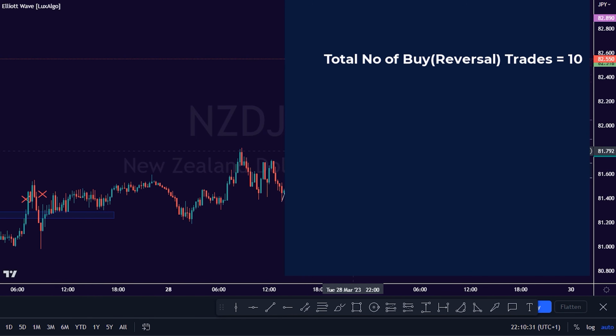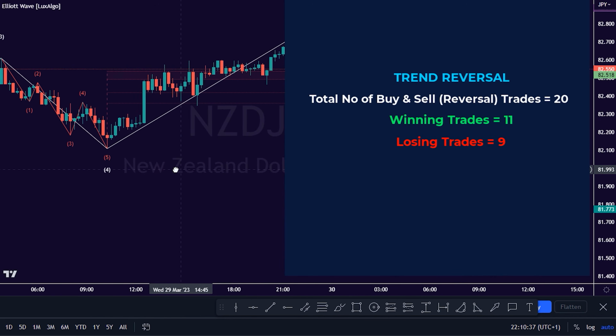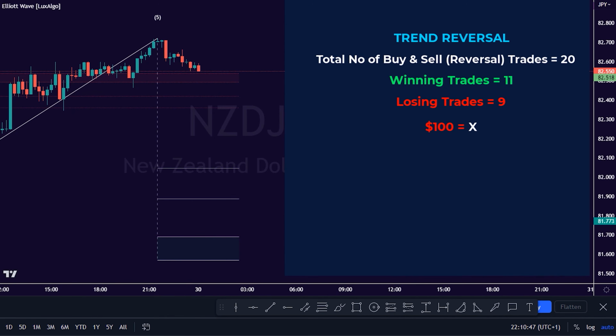Out of the 10 trade setups traded, I have 5 winning trades and 5 losses. Now I have a total of 11 winning trades and 9 losing trades when trading reversal of trends with the Elliott Wave LuxAlgo indicator. I lost $100 for each X risk value of each trade.